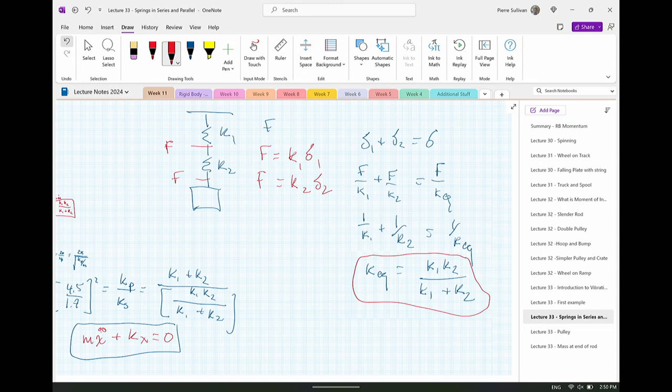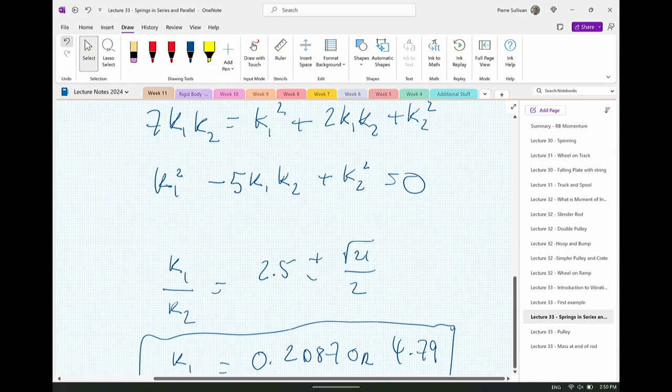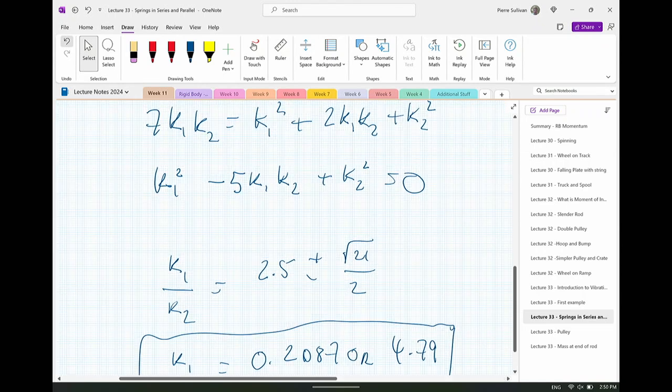Go ahead. So for the previous problem, can you go through how you got there, because you went from the k1 squared one to the solution? Yeah, so I divide out by k2. Yeah, divide by k2. I can rewrite everything and solve through. Okay.